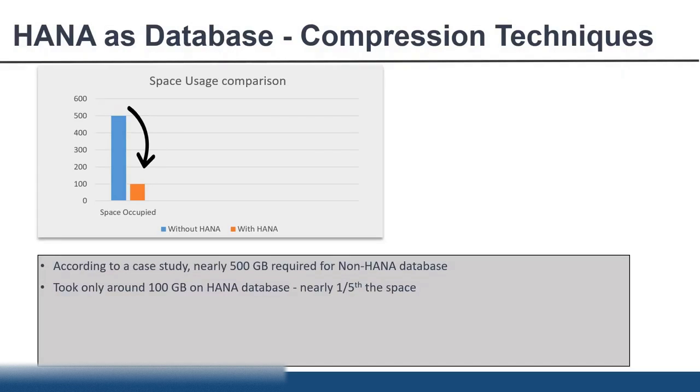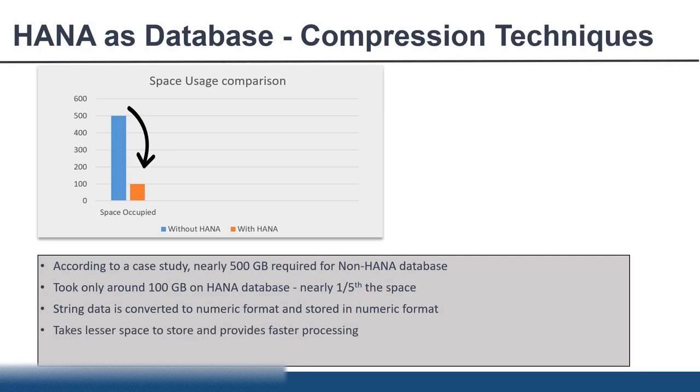There is a huge memory space which is saved in case of HANA database because of compression techniques which are used. I hope you remember, you have already learned in previous videos that when you create tables as columnar table, then the system uses compression techniques at the backend and data gets compressed at the backend, and that is why you can see the memory footprint is reduced or very less compared to non-HANA databases. So this is one of the important features of HANA as database.